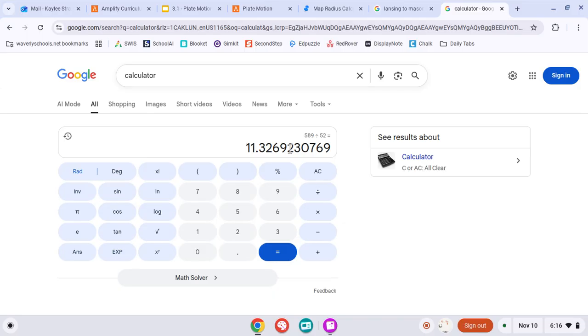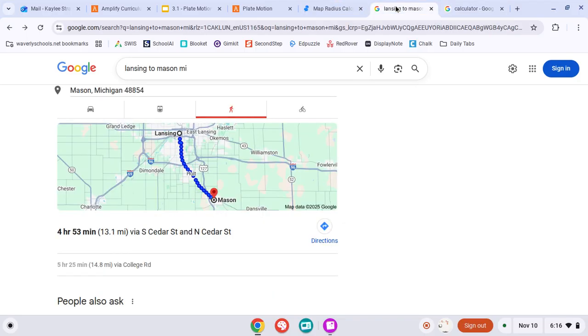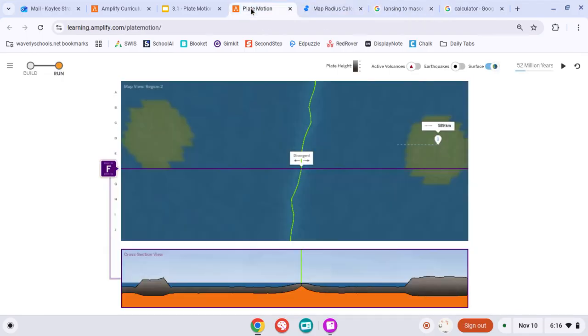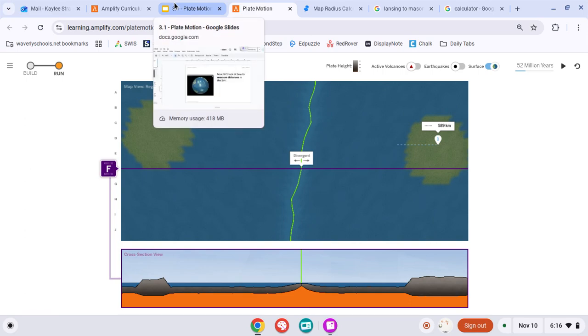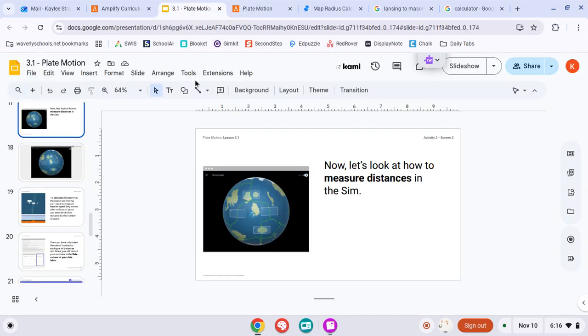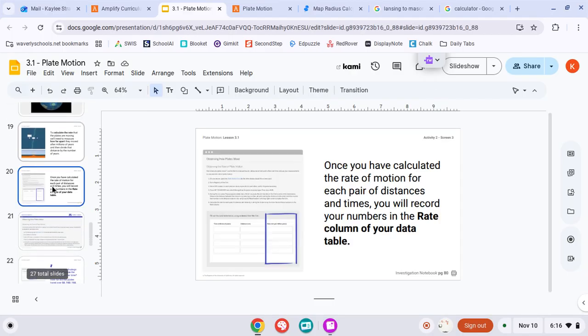This is a very small distance. This is a good way that we can figure out how long it takes for the plates to travel in general. We can really use that model that we have, especially the simulation.